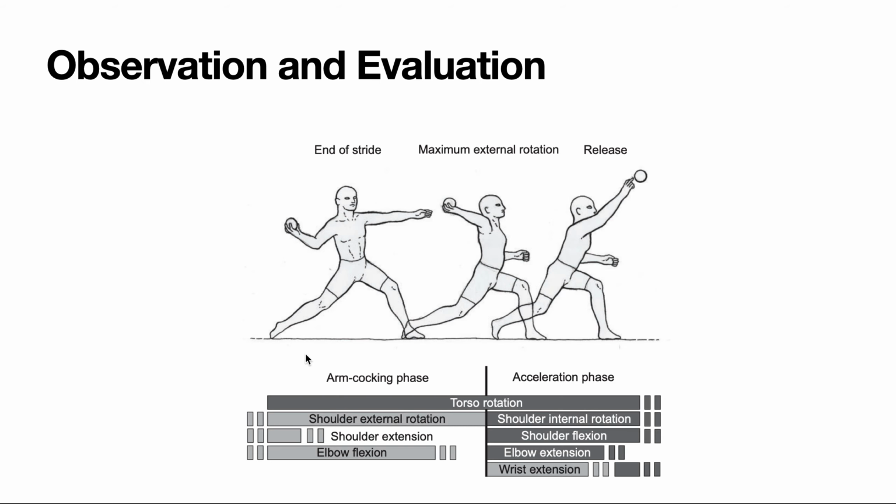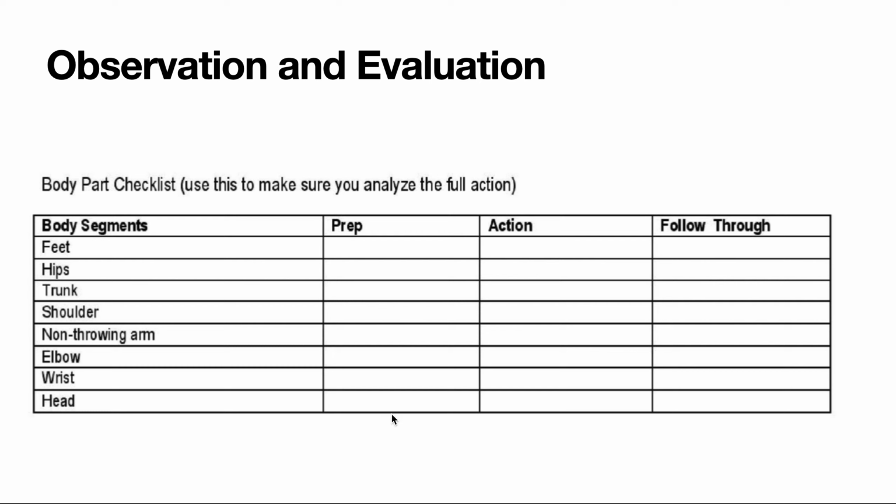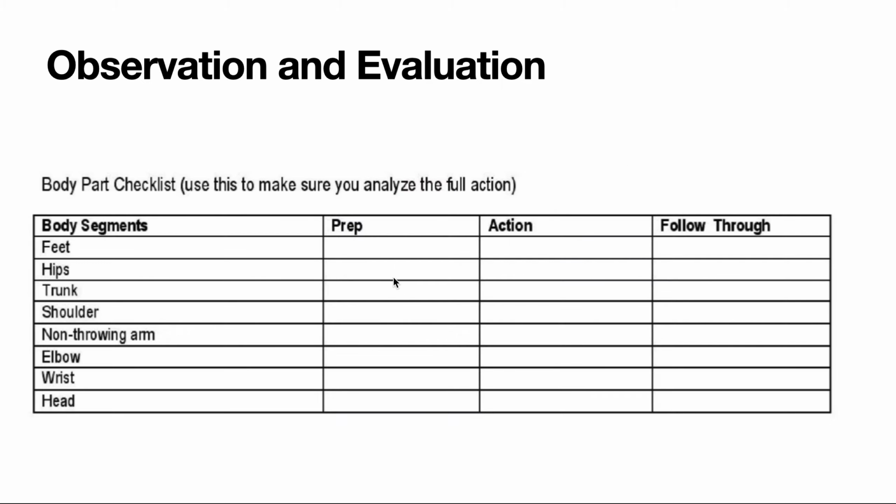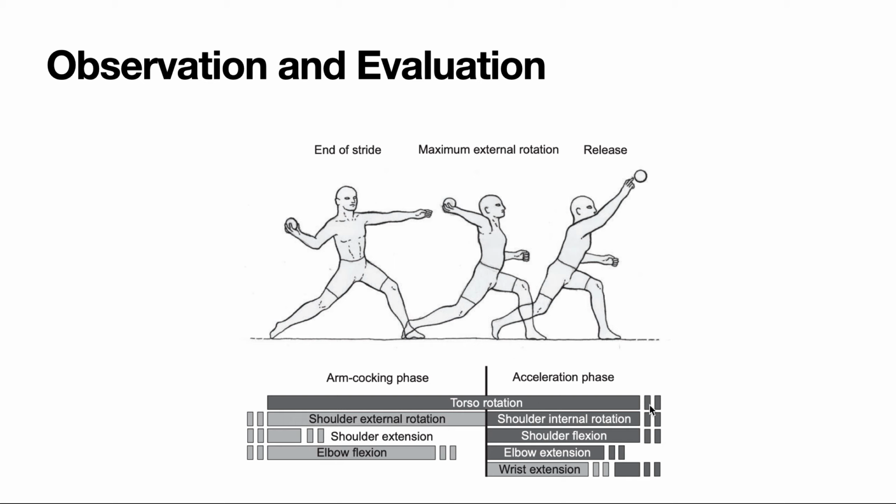So for example, in the arm cocking phase, which is a preparation phase here, you need to check the shoulder external rotation and extension, and also the elbow flexion. So you need to know which body part should do what kind of action in each phase. And also in the action phase, we do shoulder internal rotation, flexion, and also elbow extension and wrist extension. So if you have the body part checklist, you'll be able to check. You won't miss any crucial component during evaluation.